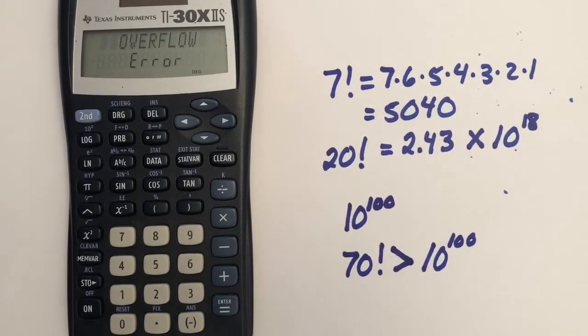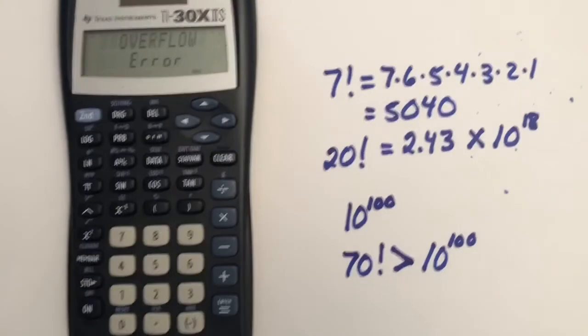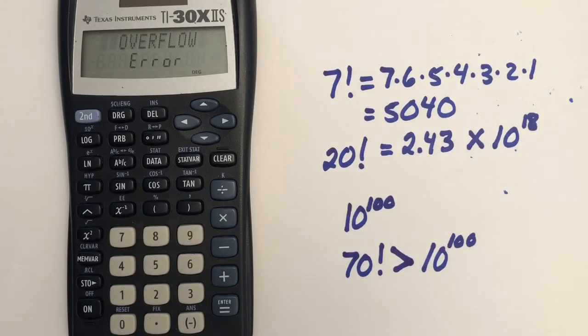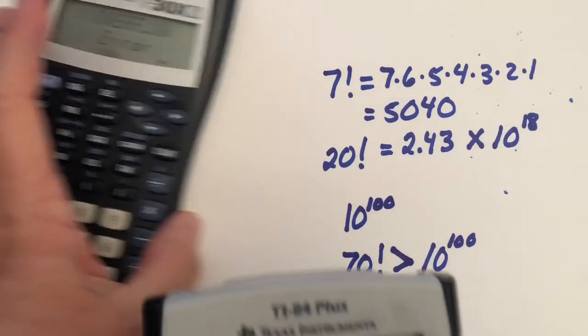If you try it on your phone, see how far your phone can calculate a factorial. I found that some people have phones where 70 factorial is not a problem. See what the limit seems to be for your calculator. Let me try it on another calculator because I want you to see another one.